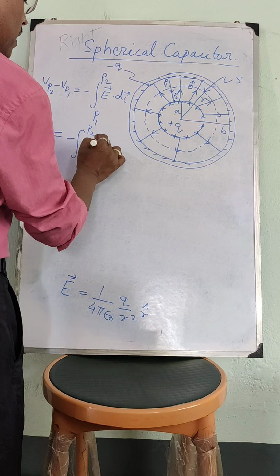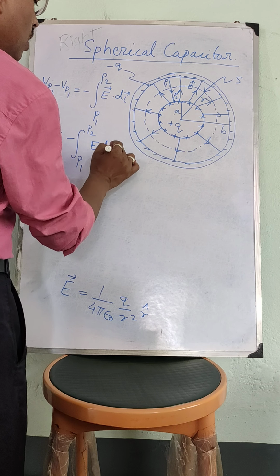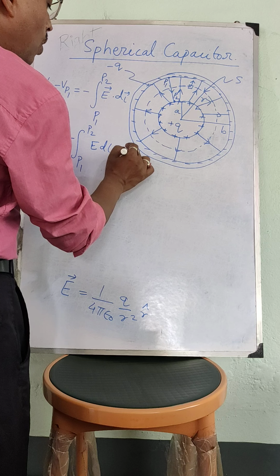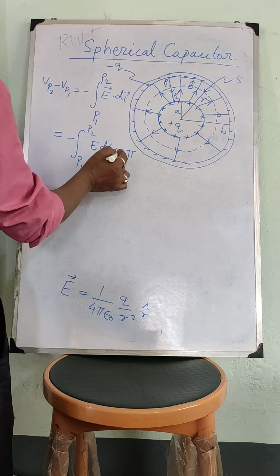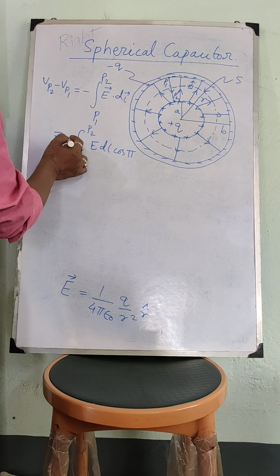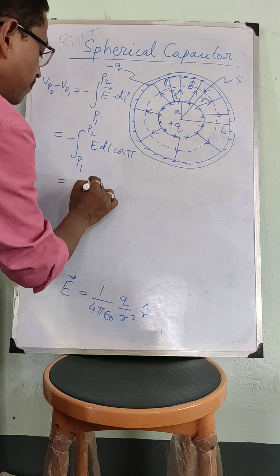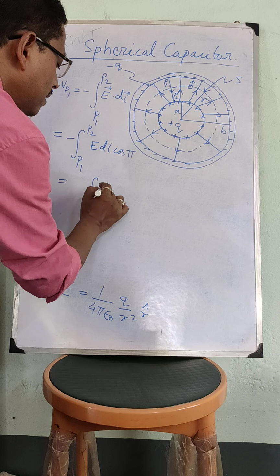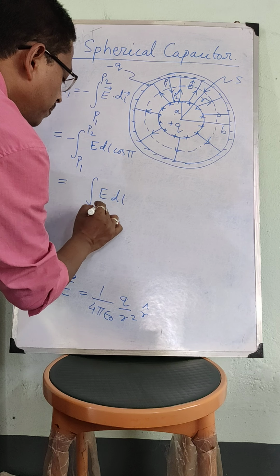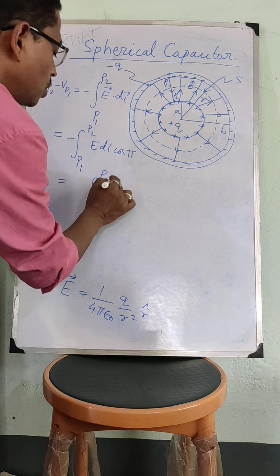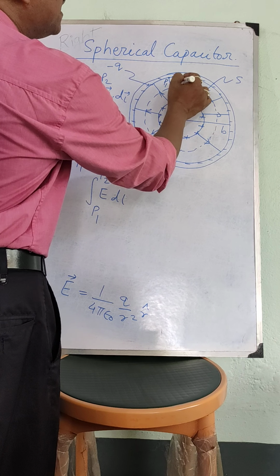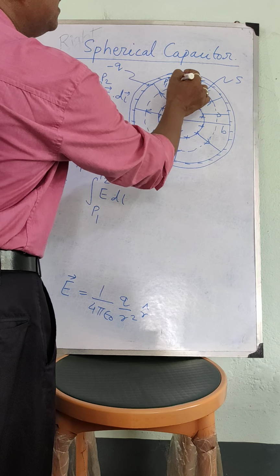So this is equal to the integral from P1 to P2 of E dl cos 180 degrees, or cos pi radian. Now cos pi is minus 1. This minus and this minus make it plus. So I will now have the integral of E dl from P1 to P2. Now dl is a differential length element in this direction.